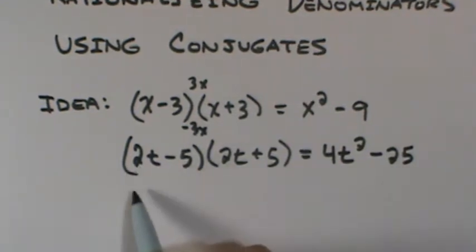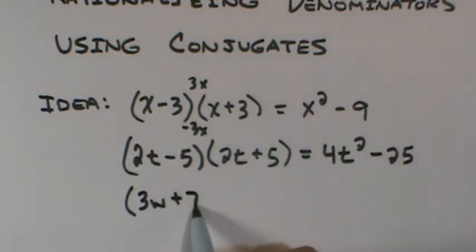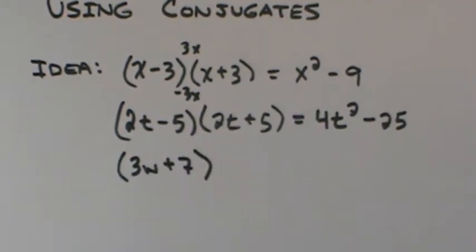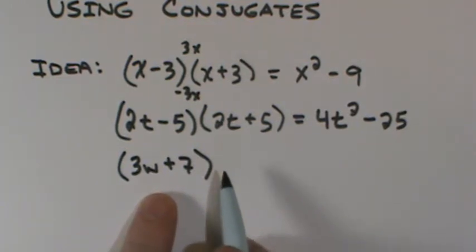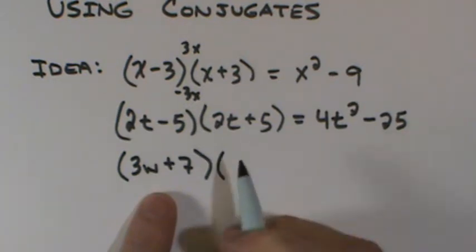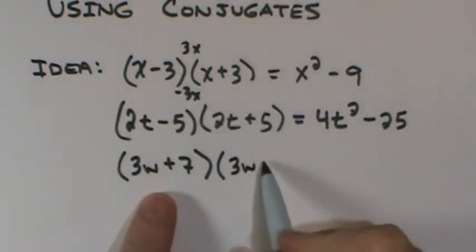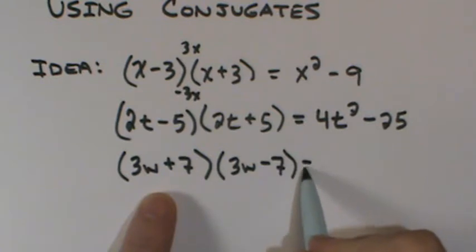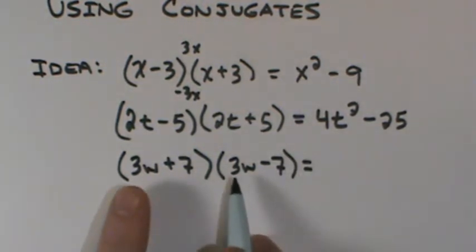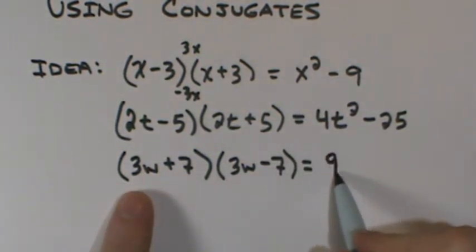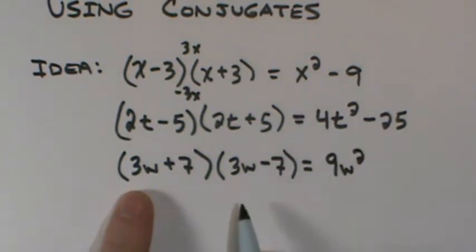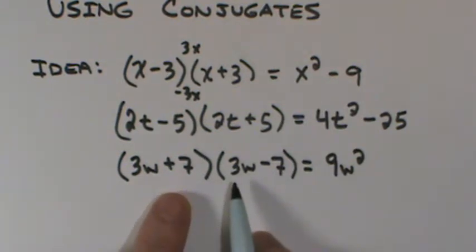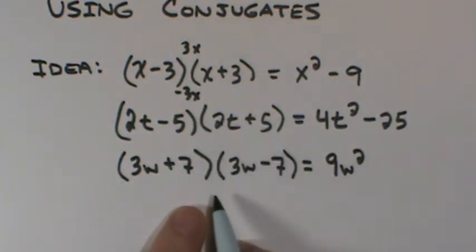Let's do one more of these. Let's say that we had 3w plus 7. What would I need for this other parenthesis to make a difference of squares? Hopefully you're thinking 3w minus 7. Now when I FOIL this, first with first gives me 9w squared. Outer's negative 21w. Inner's 21w. And those will cancel out.